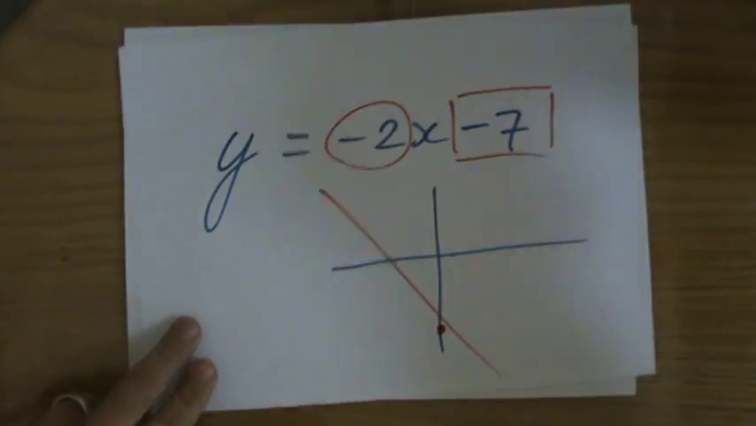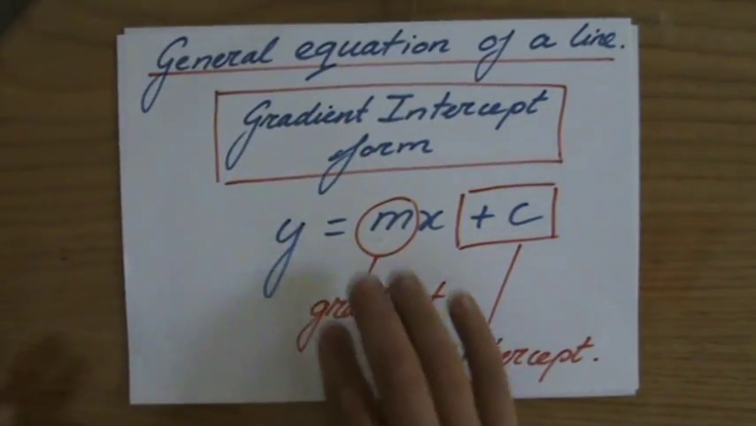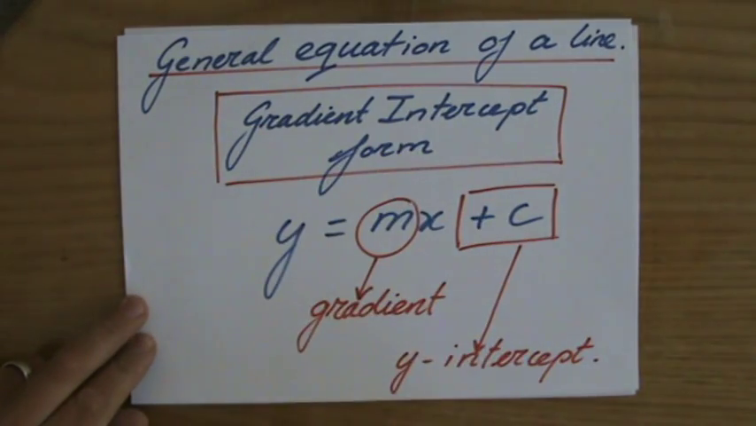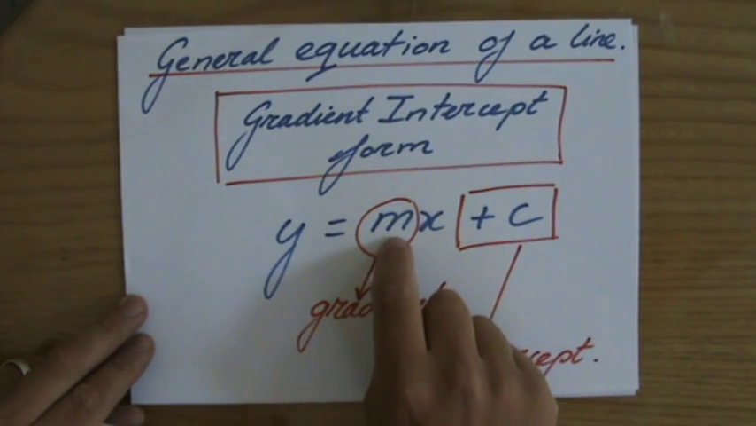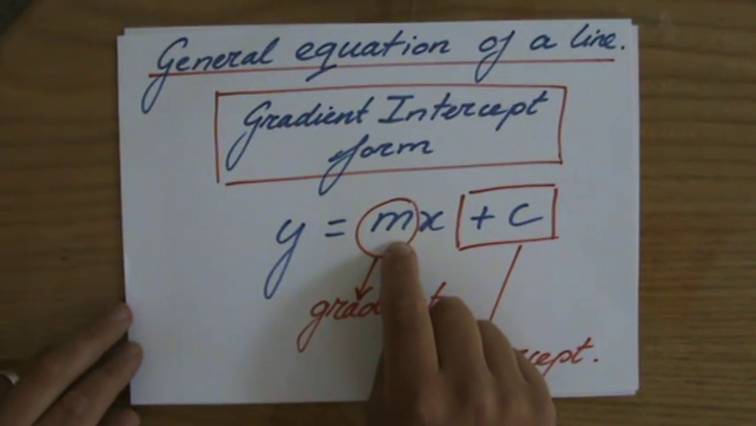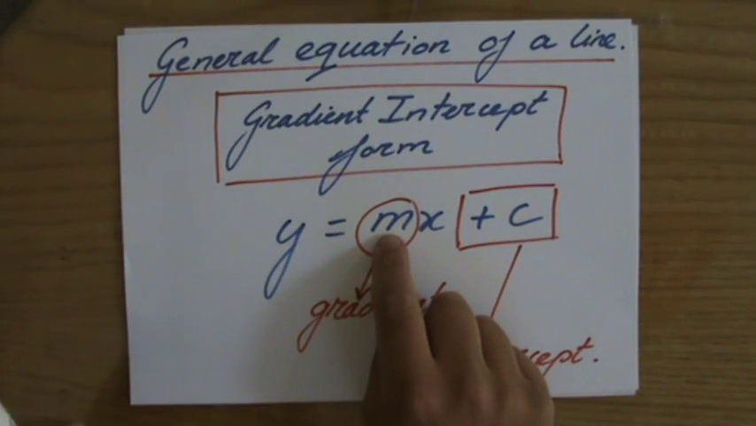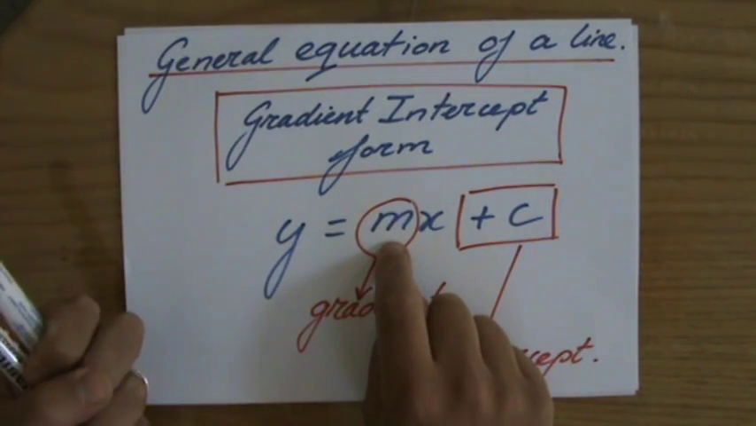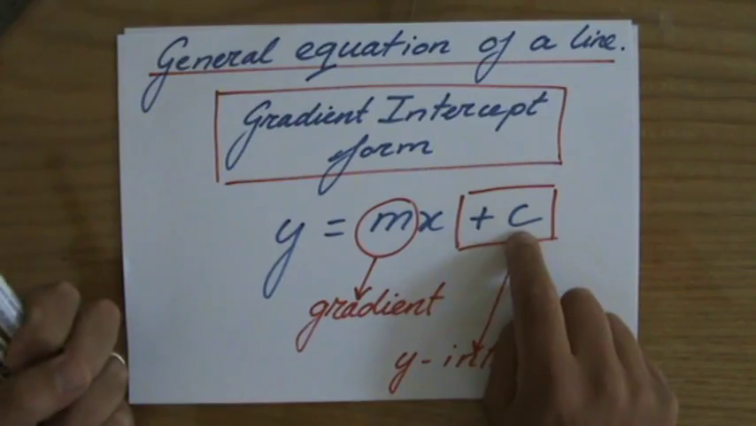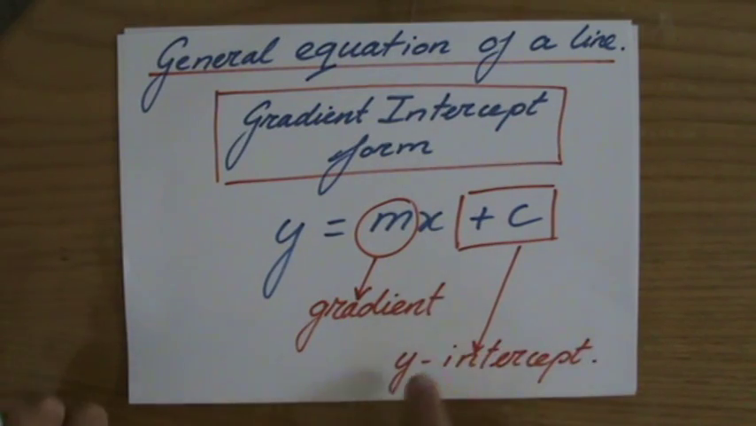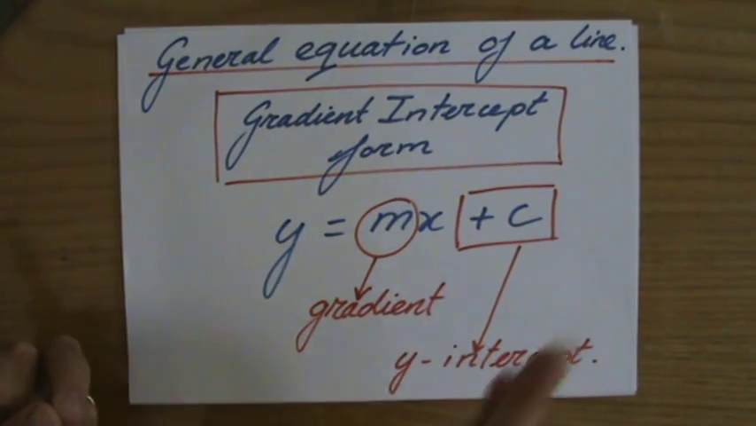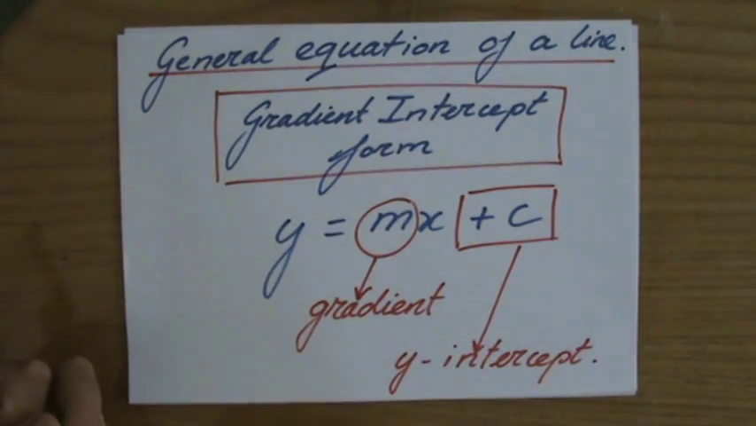The general equation of the line, gradient-intercept form. Why do we call it the gradient-intercept form? Because y equals mx plus c, where the m, the coefficient of your x, you can assign any letter there, doesn't matter, but that is the gradient, and that constant, that number, 5, minus 3, 12, minus 2.5 or whatever, is your y-intercept, where it cuts or intersects the y-axis.